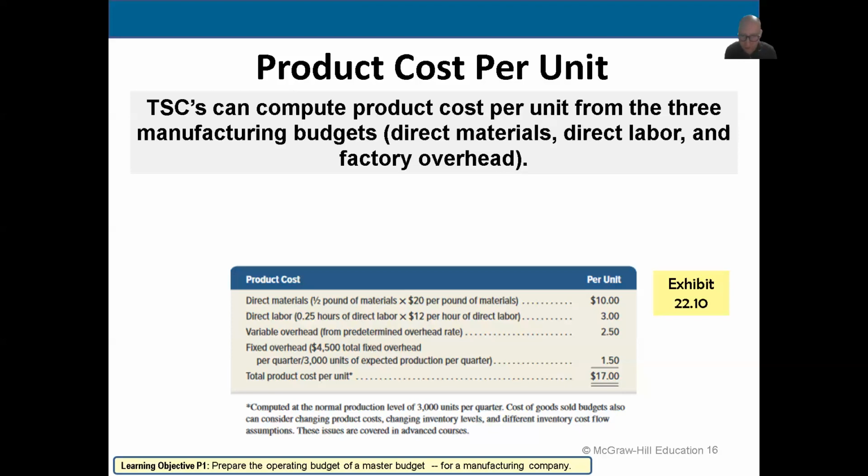The variable overhead is $2.50, that's the predetermined rate. Fixed overhead is $1.50. How did we get that? We take total fixed overhead divided by the number of units we expect to produce. To find our total product cost per unit, we take direct materials plus direct labor plus variable plus fixed overhead per unit to get a total cost, in this example, of $17.